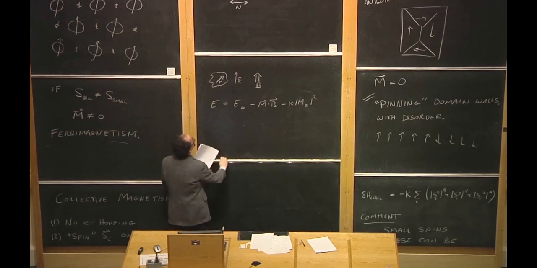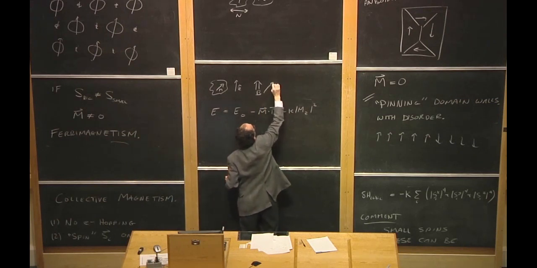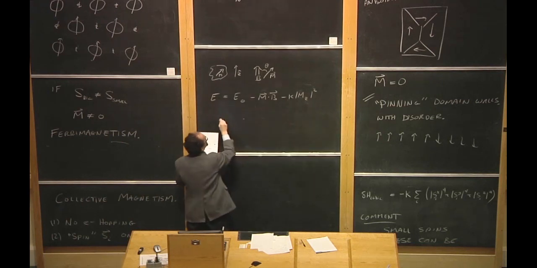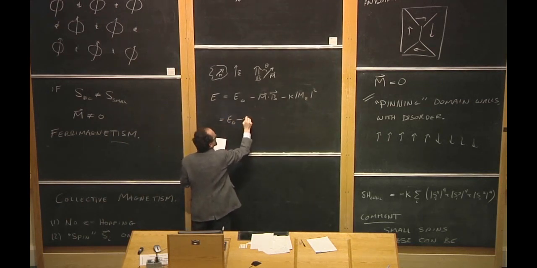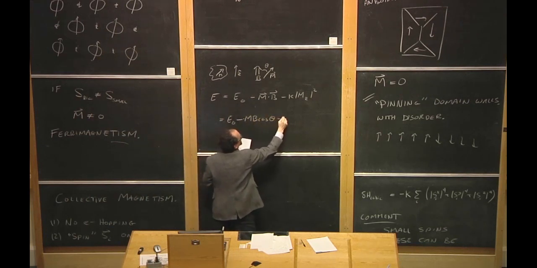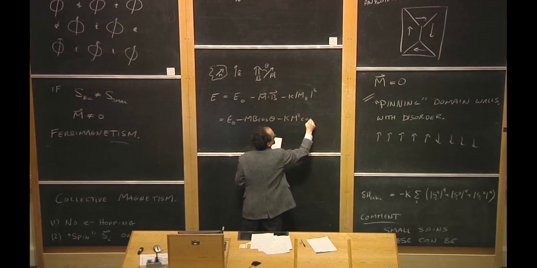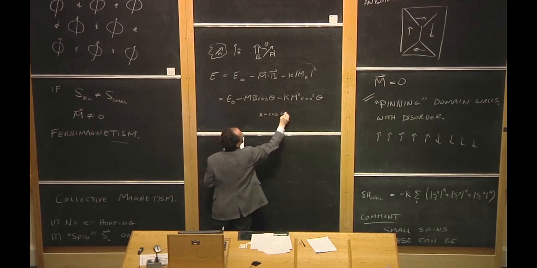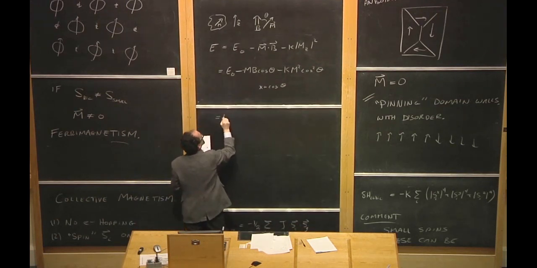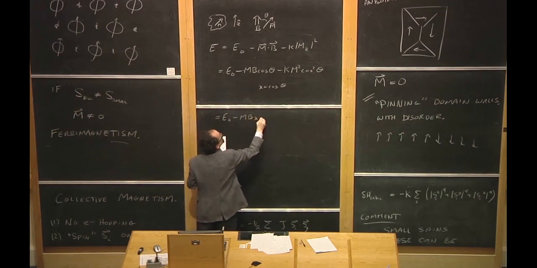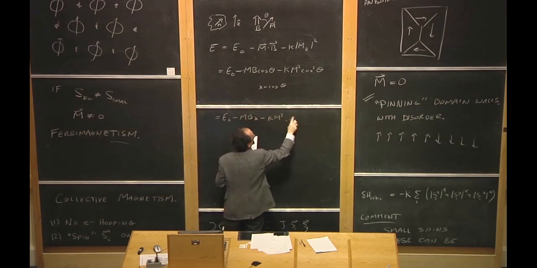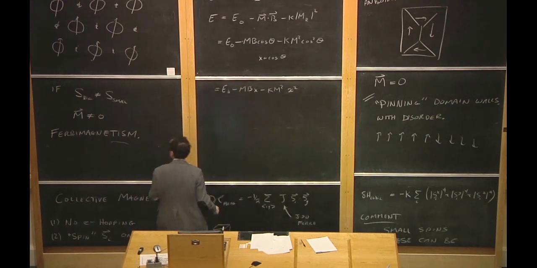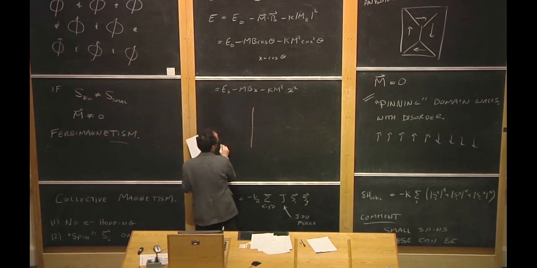So if the angle between M and B is theta, then we can rewrite this energy as E naught minus mB cosine theta minus kappa m squared cosine squared theta. In fact, we might even let x equal cosine theta. Then what we have is a quadratic, E naught minus mB x minus kappa m squared x squared. And we can plot this thing. Oops, I'm running out of room, aren't I? Okay. We can plot this as a function of theta, or as a function of x.